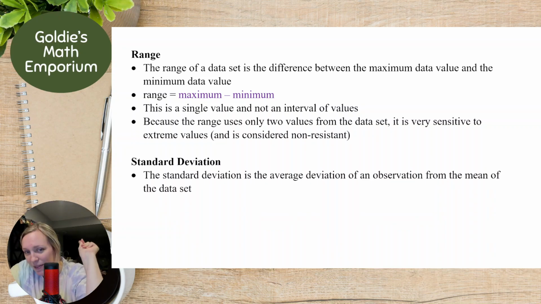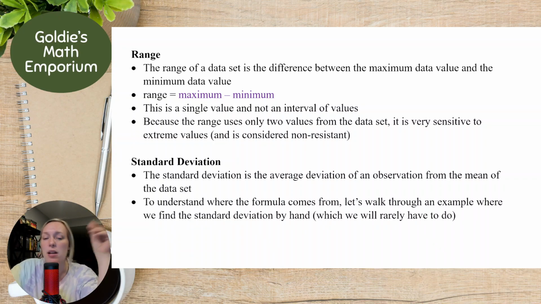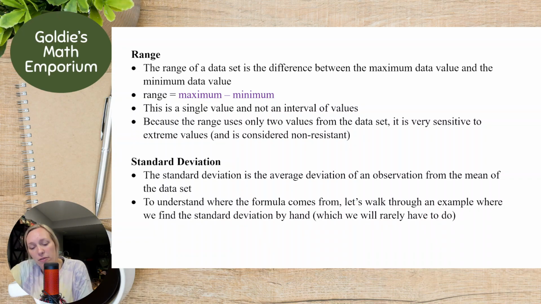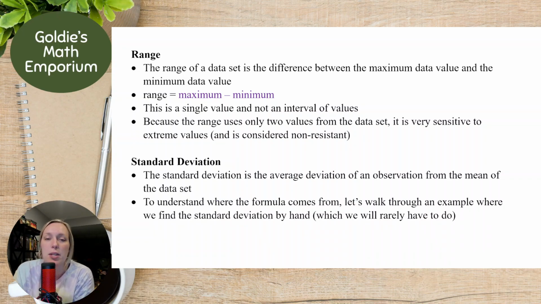Let's talk about standard deviation. The standard deviation is the average deviation of an observation from the mean of the data set. Average deviation of an observation from the mean. So we have a formula for it. It's probably going to be the most complicated formula you would have seen up to this point.